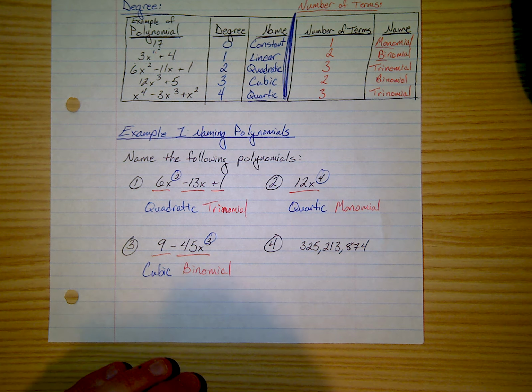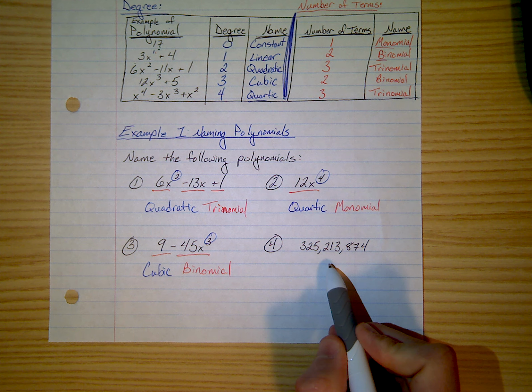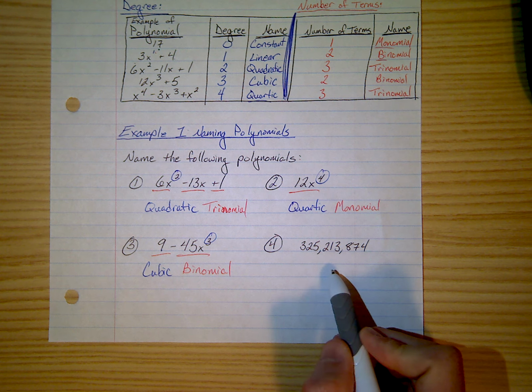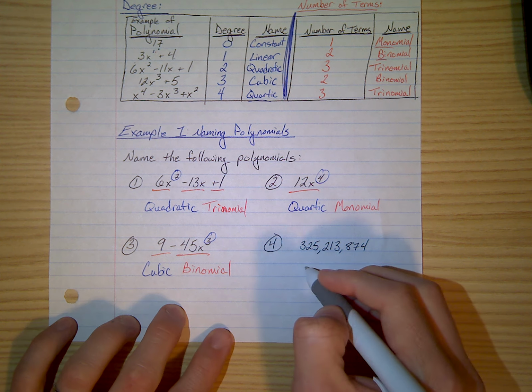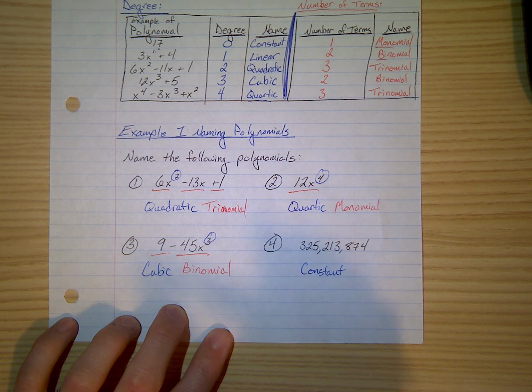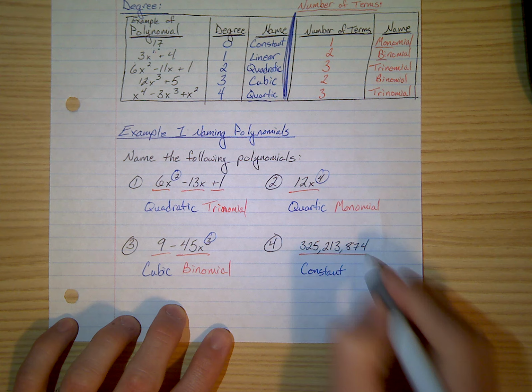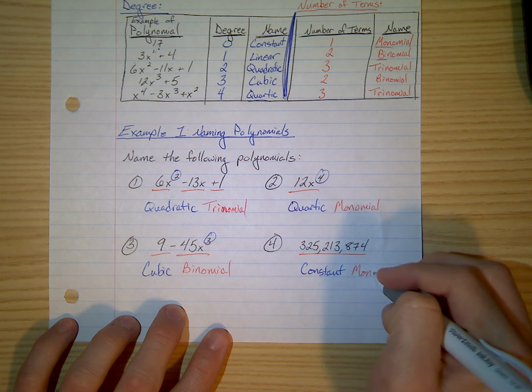And finally, in our last one, we just have the number 325,213,874. That doesn't have a variable, so it's a degree 0, so it's a constant. And then there's only one of them. It's got commas in it, but it's just one term. So it is a constant monomial.